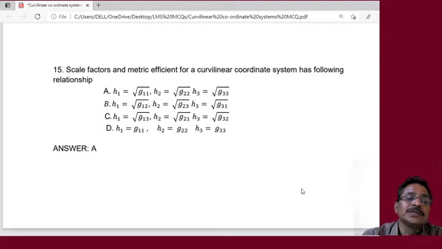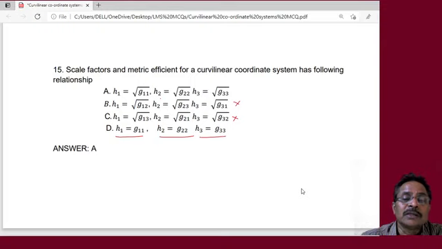Now question 15, scale factors and metric coefficient for a curvilinear coordinate system have the following relationship. As we have just now seen, h1 is given by root of g11, h2 is given by root of g22, h3 is given by root of g33. Option B says h1 is root of g12, h2 is root of g23, h3 is root of g31. This is not correct. As well as h1 is equal to root of g13, h2 is equal to root of g21, h3 is equal to root of g33. This is also not correct, and this type of relationship is also not valid.